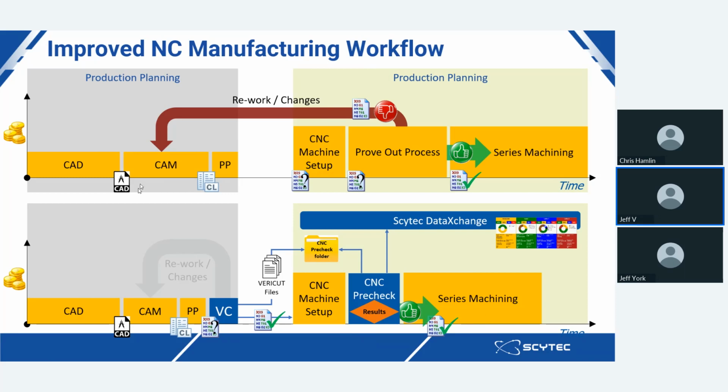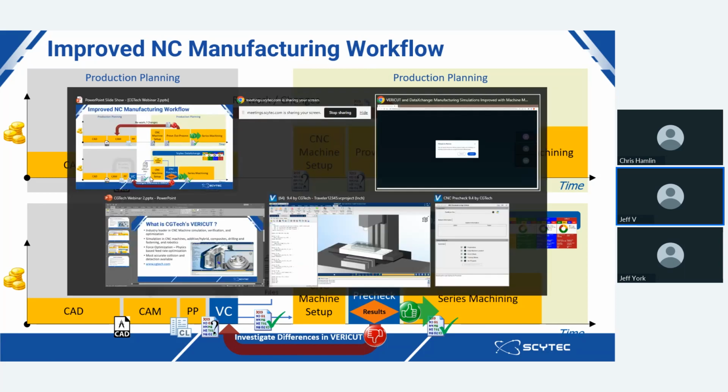If there happens to be any issues found as a difference between what was verified in VERICUT and what was set up on the real machine, then we will get that notification, that no-go, if you will, from CNC pre-check, and then we can quickly go back to VERICUT and double check, investigate what those differences are from what's set up on the real machine ready to run versus what I ran in VERICUT. So hopefully that gives you a real quick overview of what we find are a lot of typical manufacturing processes out there, and where VERICUT and SciTech's DataXchange can fit in with our CNC Machine Connect. So now what I want to do is walk you through what that's going to look like actually in our software.